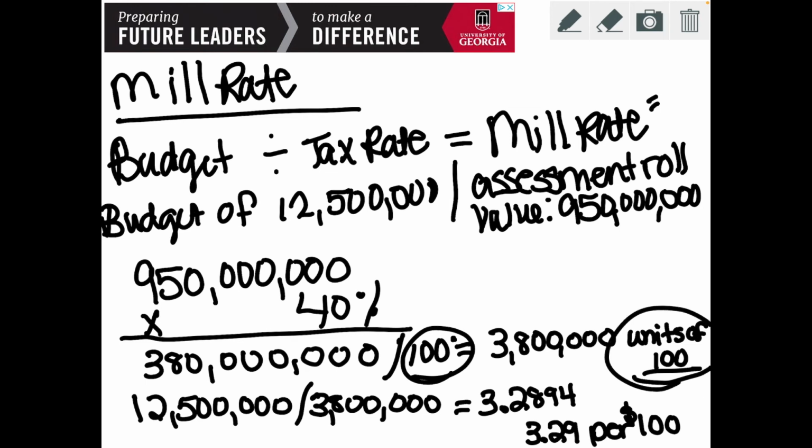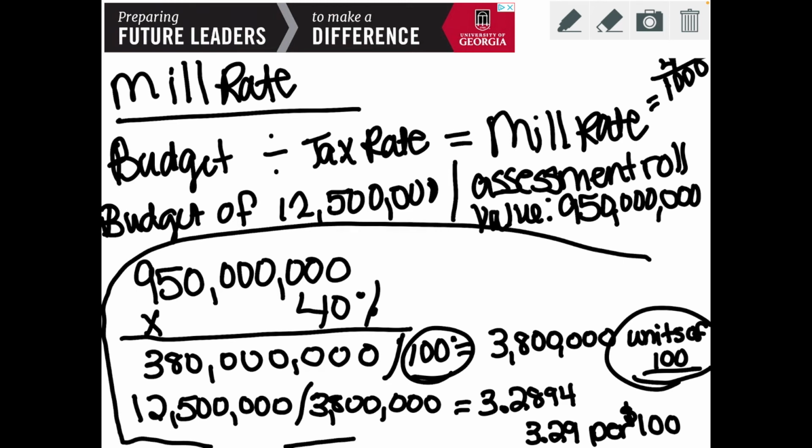But remember, when we talk about mill rates, we are looking at over 1,000. So it would be 4 over 1,000 or whatever number it is over 1,000. So this is a way that you could solve using that mill rate formula, taking the budget and the tax rate and dividing to get that rate.